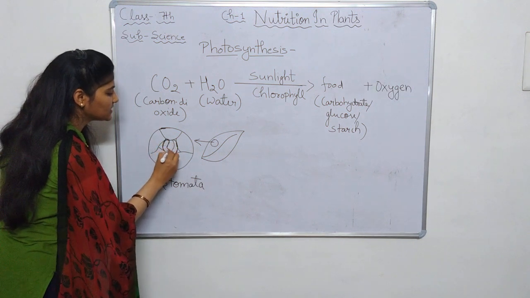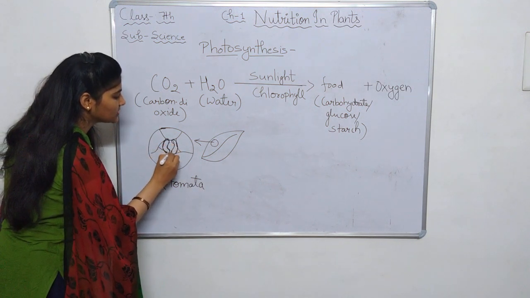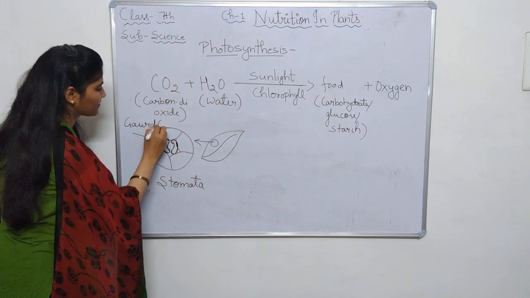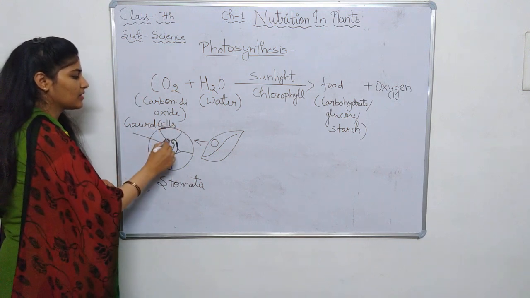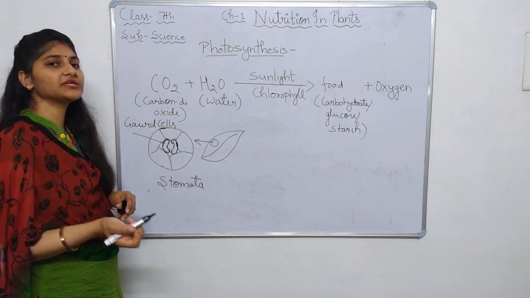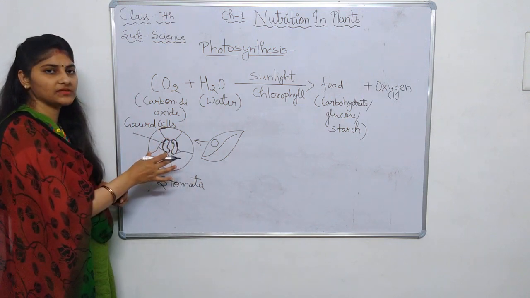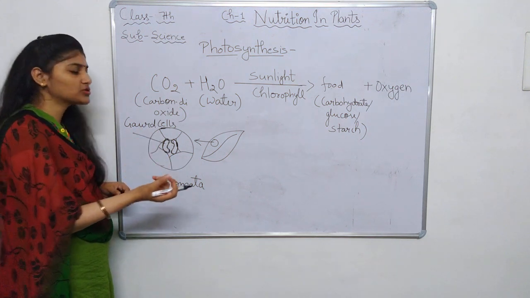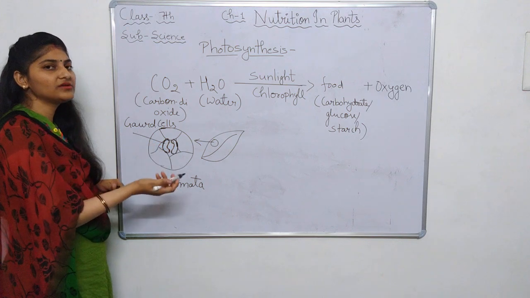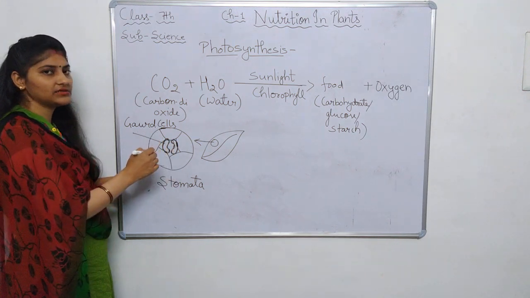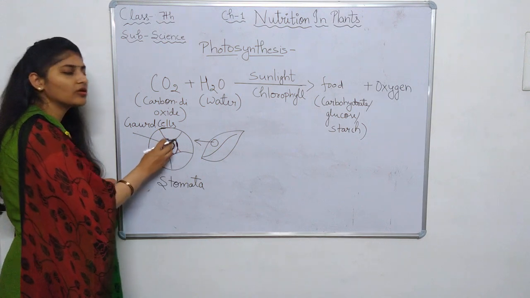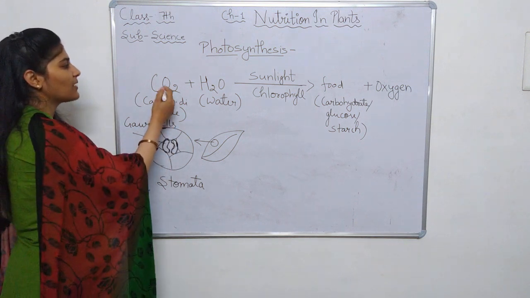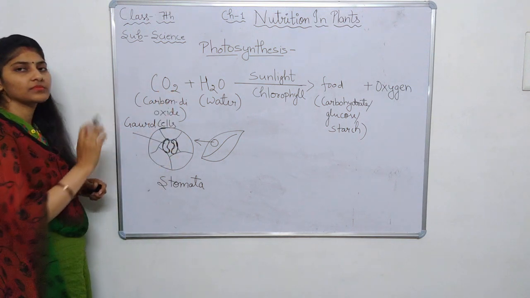In stomata, these kidney-like structures, these are called guard cells. In the daytime, when sunlight is present, these guard cells open up themselves and absorb the sunlight. During exchange of gases also, they open up, and after absorbing the sunlight or exchange of gases, they get closed. So this is the structure for stomata, from which carbon dioxide enters the leaf.